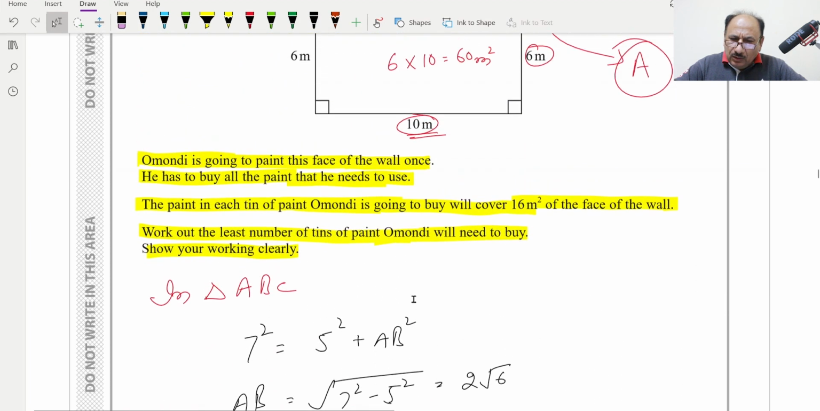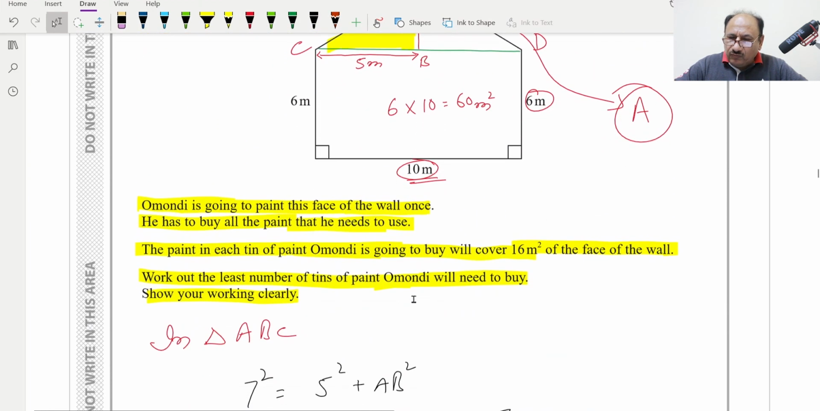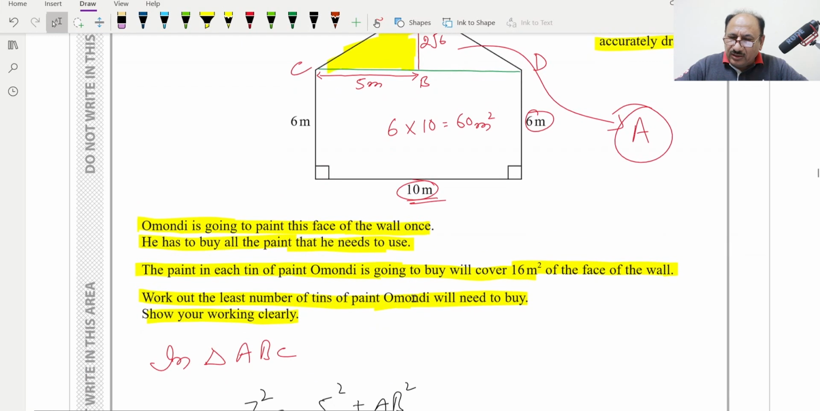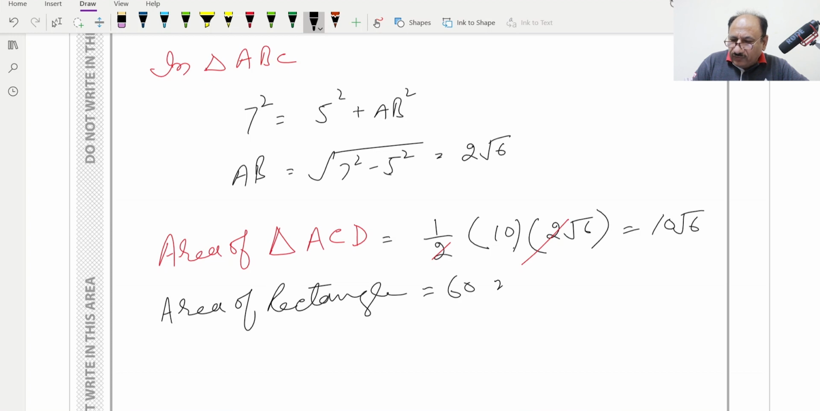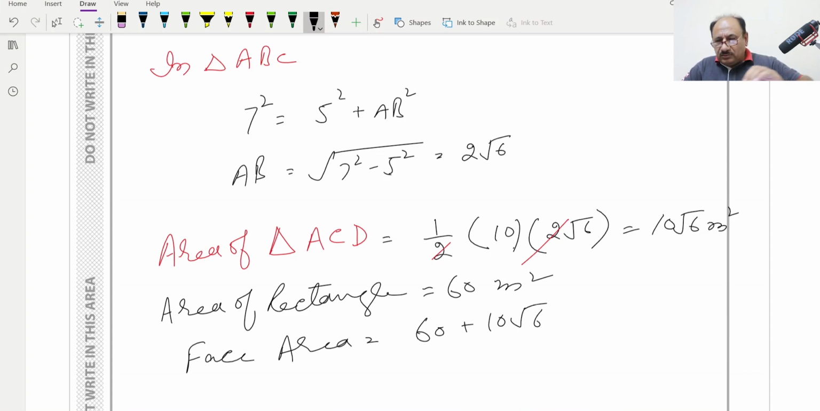Now we have to add these two areas. One is the area of the rectangle, which we have calculated as 60 meter square. This is also meter square. So the total area, or face area, will be equal to 60 plus 10 under root 6, and this will be the area.